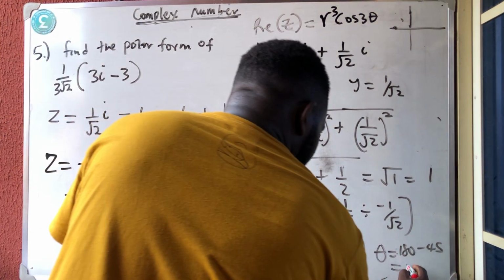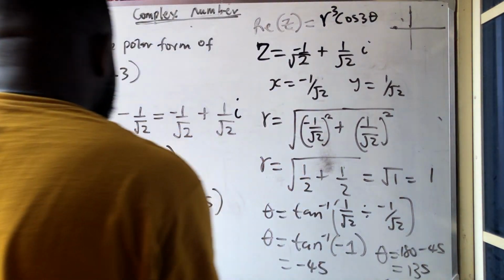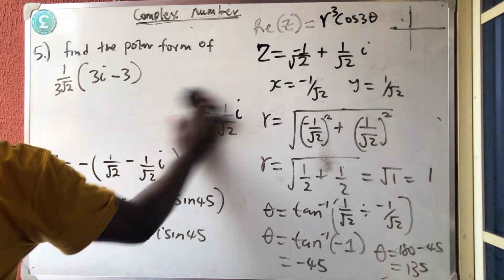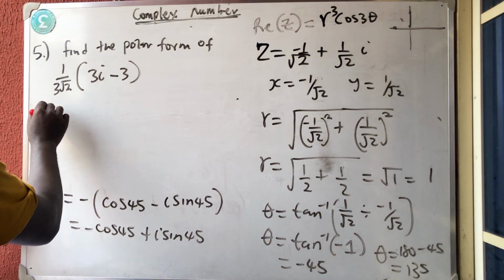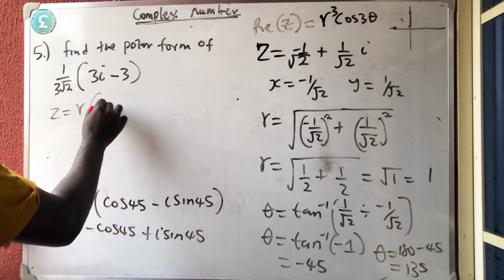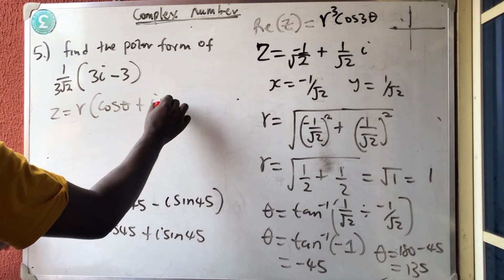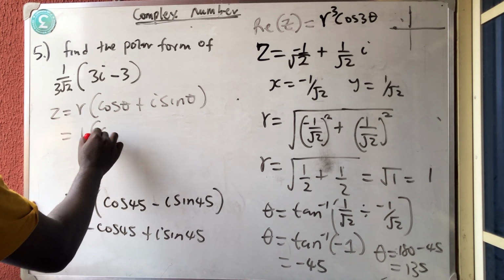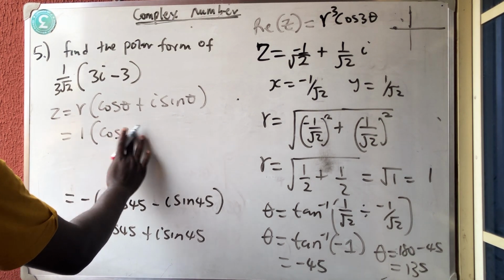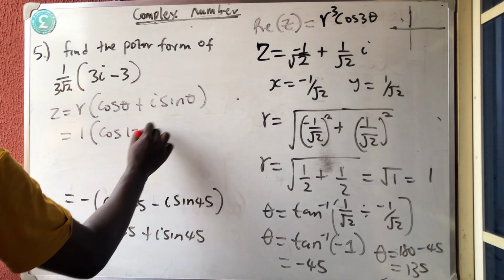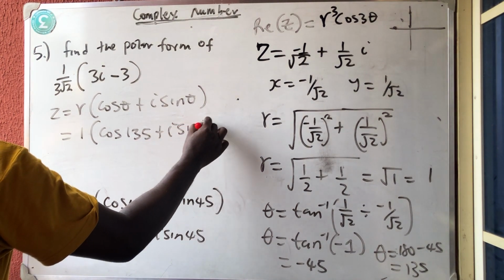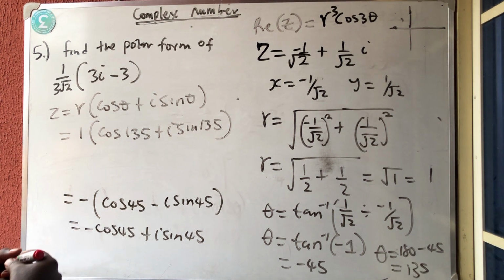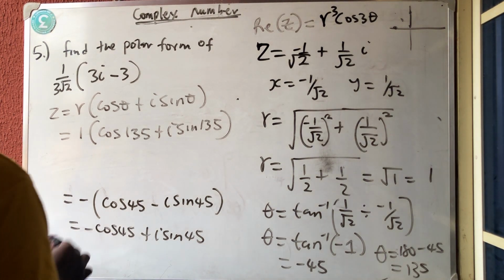So 135. So my answer finally becomes z is equal to r bracket cos theta plus i sin theta. I love this method. This one is easier. So my r is 1 bracket cos 135 plus i sin 135. So that is that. Okay, thank you very much for watching this one.